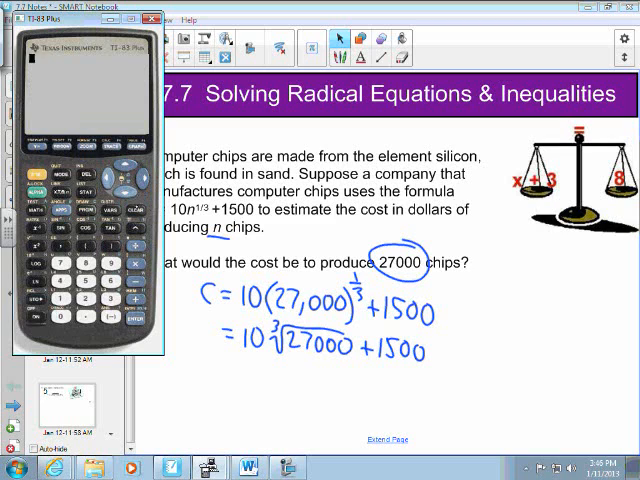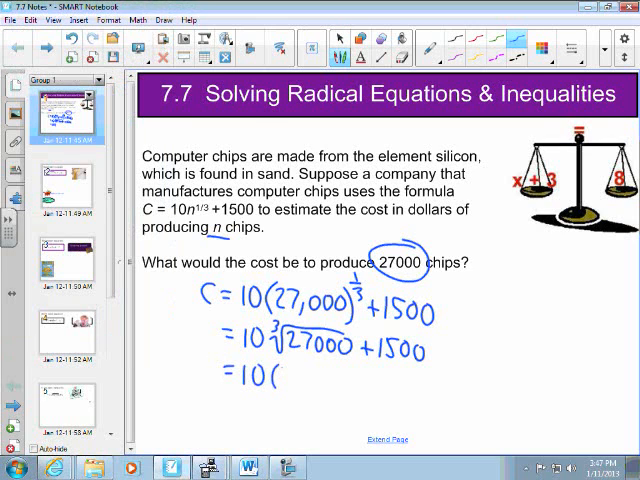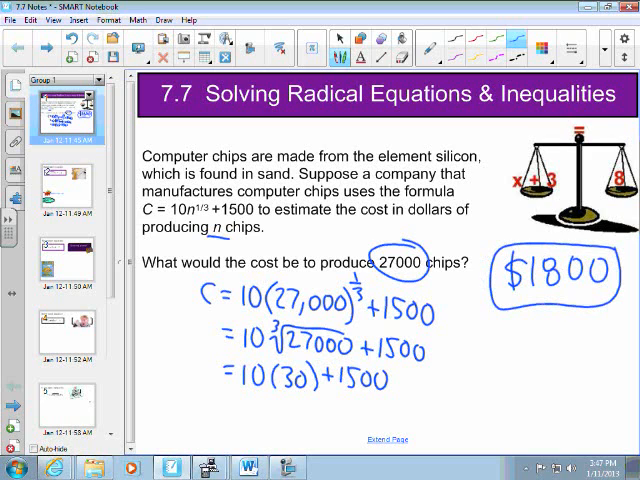So on the calculator, you could either do 27,000 to the power of 1/3, which equals 30, or the cubed root of 27,000. You also get 30. Either way, you should get 30. So now we know we got 10 times 30 plus 1,500. 10 times 30 is 300. Add that to 1,500. Looks like the cost would be $1,800. So that's a type of word problem where you need radicals to solve.